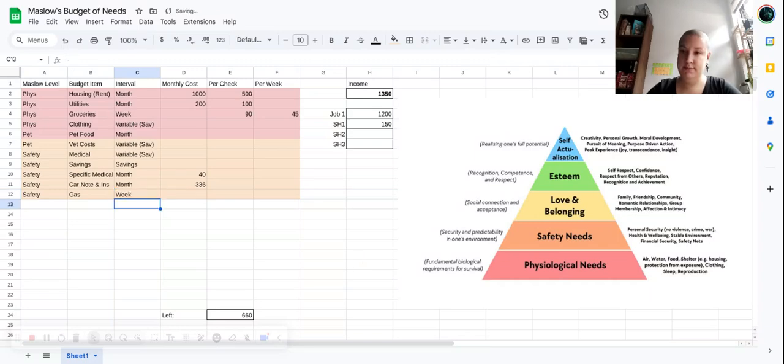Gas, that's weekly. Every week, I would say I spend $25 on gas. So, equals this times 2. Equals, and it already wants to give me that divided by 2? Yes, indeed. Equals, that divided by 2? Yes, indeed. Okay. Pet food.